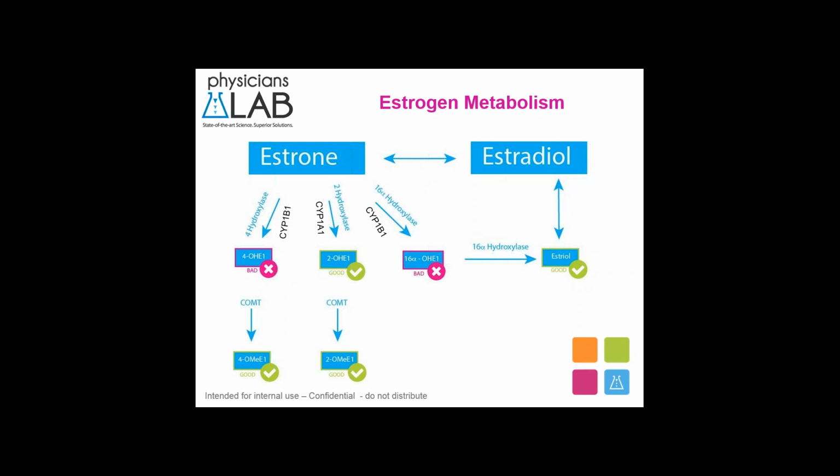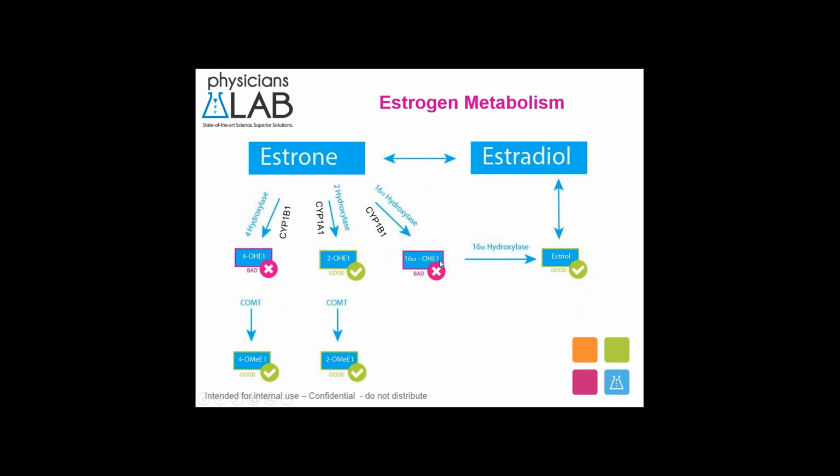We really want our 2-hydroxyestrone to be 4 times higher than our 16-alpha-hydroxyestrone. When it's no longer 4 times higher, then we start to see symptoms of estrogen dominance if our levels are decent. And we start to wonder if our patient has some form of systemic inflammation.